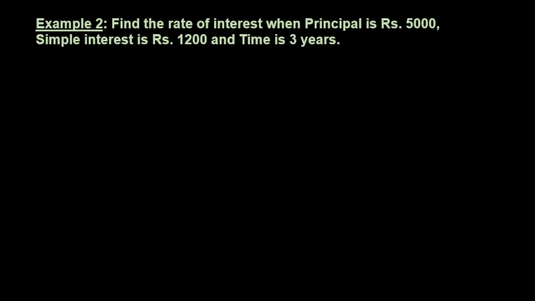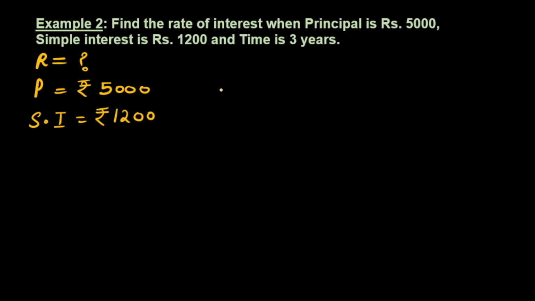Let's do one more problem. Example problem: find the rate of interest. At the start itself, we can write what we have to find: rate of interest. Principal is given to us as 5000, simple interest is also given to us. I am just writing the given things and what we have to find. Simple interest is 1200 and time is 3 years. Time symbol is capital T, it is 3 years.